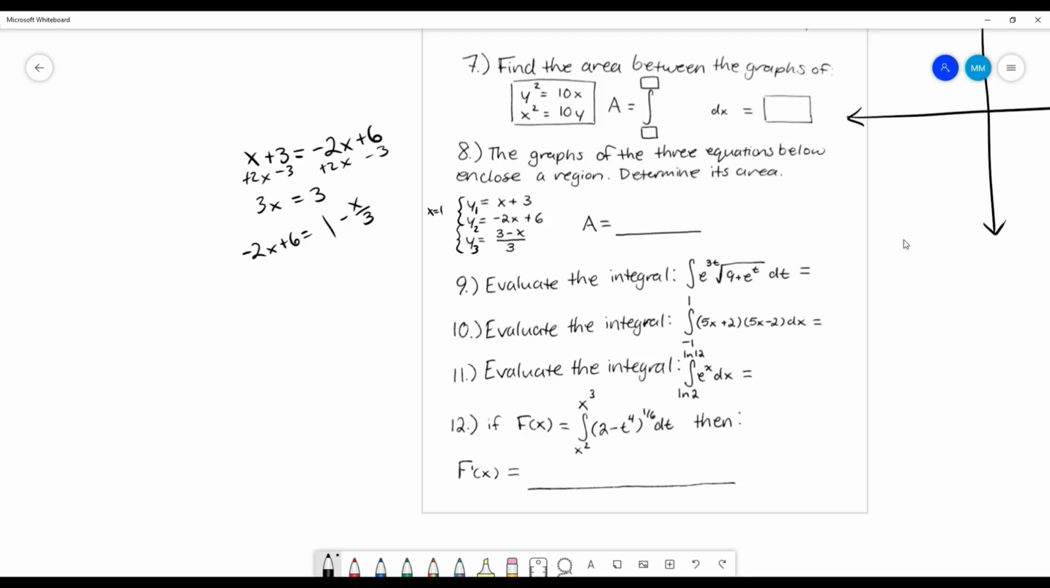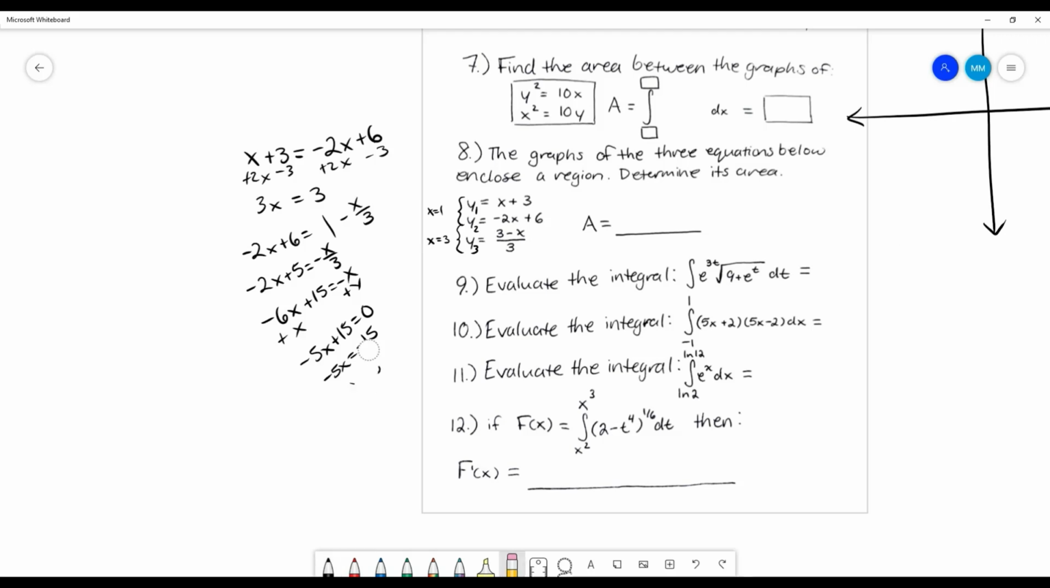And now it's a matter of, well, I'm going to subtract 1 from both sides first. So it's going to be 2x plus 5 equals negative x over 3. And I'm going to multiply both sides by 3 just to get that out of the way. So negative 6x plus 15 equals negative x. Add that to both sides. I get negative 5x plus 15 equals 0, or negative 5x equals negative 15, or x equals 3.